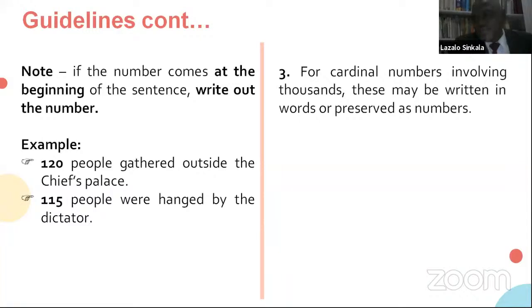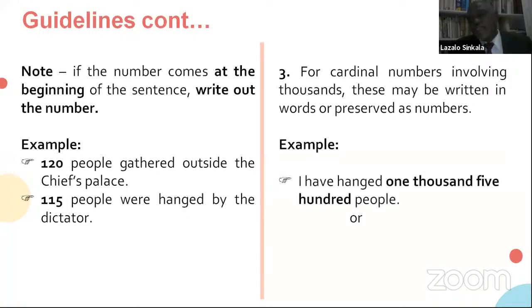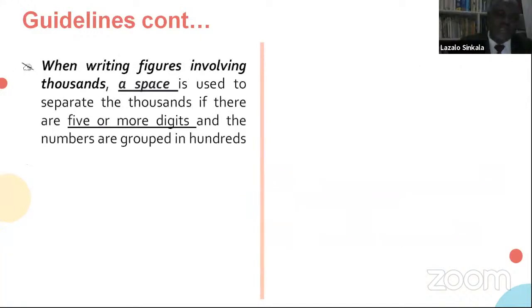For cardinal numbers involving thousands, these may be written in words or preserved as numbers. For example, I have hanged 1,500 people, or I have hanged one thousand five hundred people. Both are correct. When writing figures involving thousands, a space is used to separate the thousands if there are 5 or more digits and the numbers are grouped in hundreds.